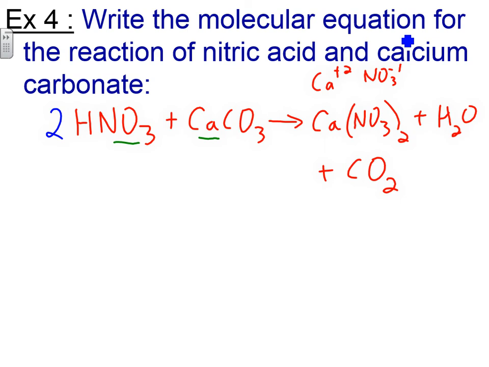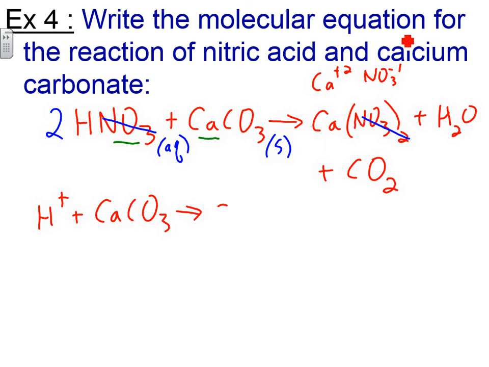Now, if you were to write a net ionic equation for this, because nitric acid is strong, it will dissociate. Calcium carbonate is actually a solid in this case, because it's insoluble. Many carbonates are solids. And so the nitrate would be the only thing that cancels out in the net ionic equation. Everything else would stay. So technically your net ionic equation will look like this: H+ reacts with calcium carbonate to form calcium 2+, water, and carbon dioxide gas.